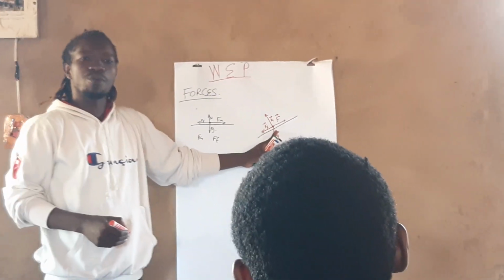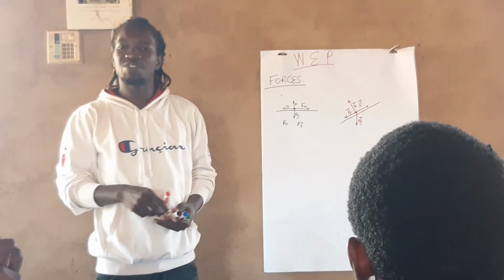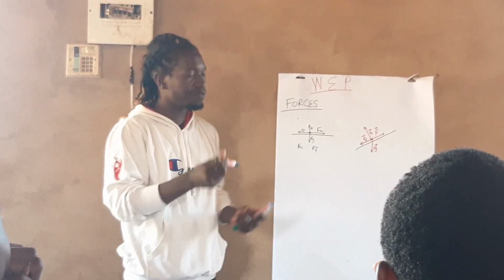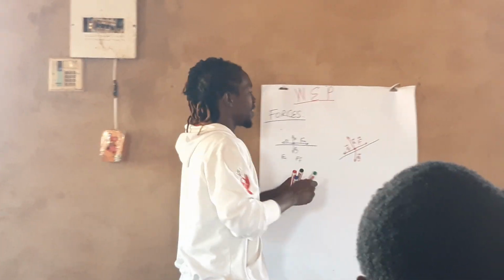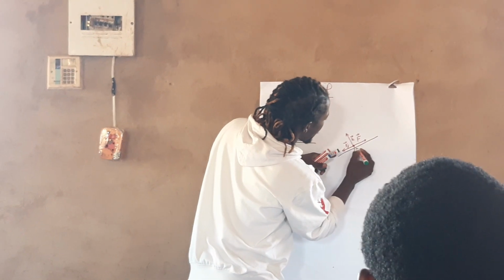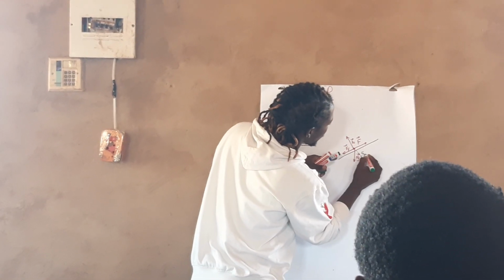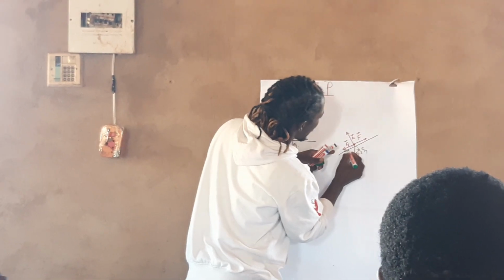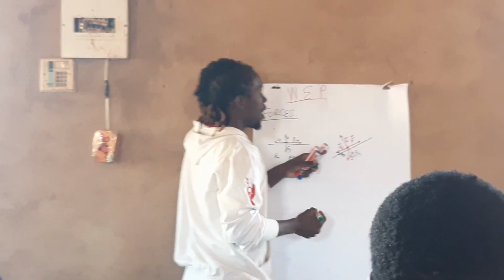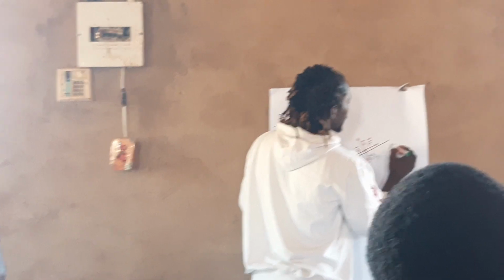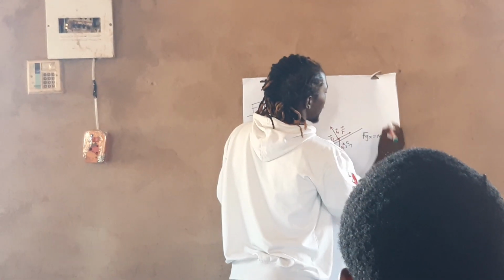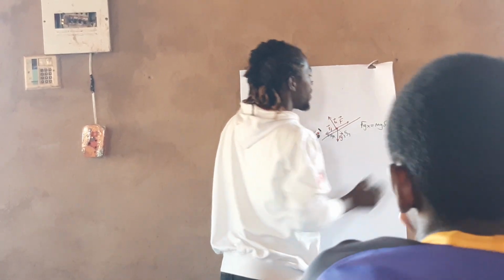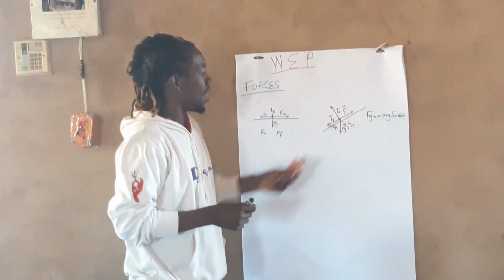This one we have two components. We're having Fg x and Fg y, or Fg parallel and Fg perpendicular. So this is our Fg at y, and this is our Fg at x. How do we find our Fg at x? Our Fg at x is equal to mass times gravitational acceleration times sin theta. That is how we find this Fg at x.